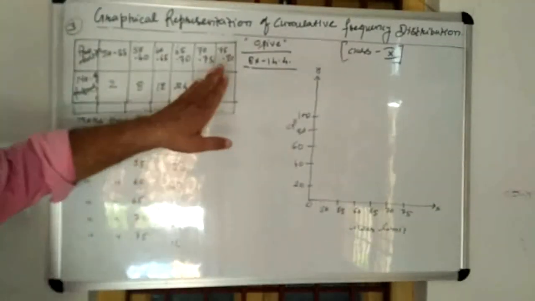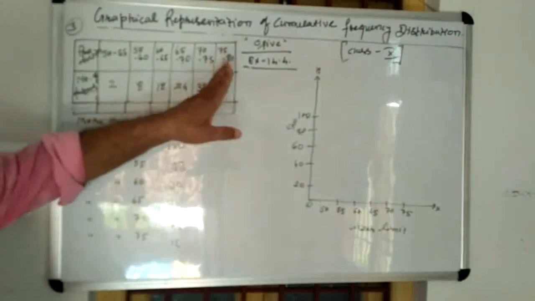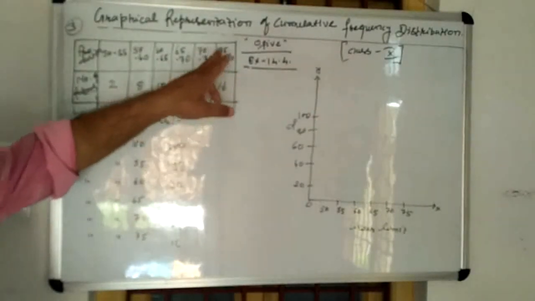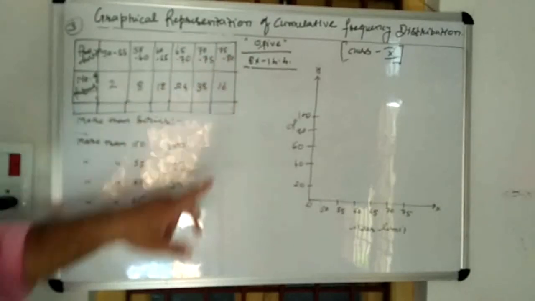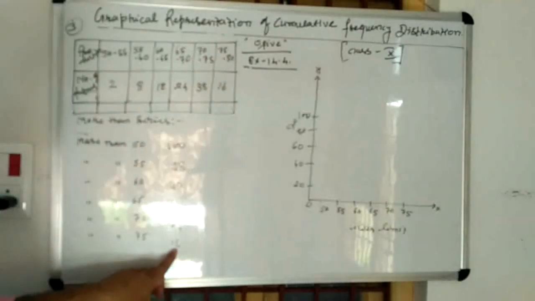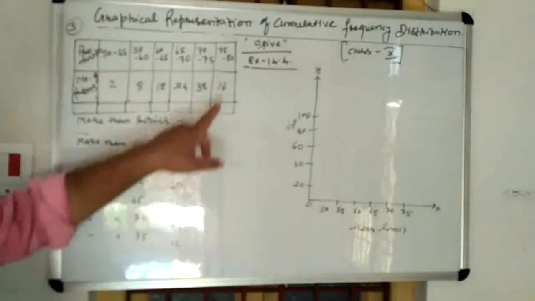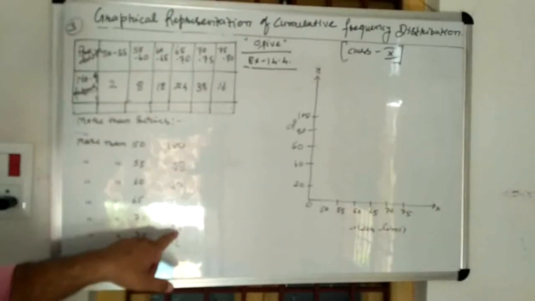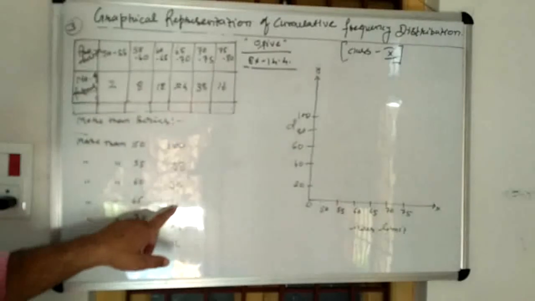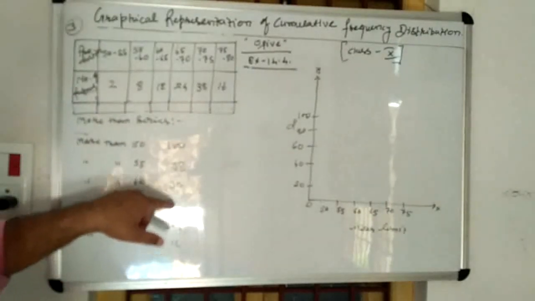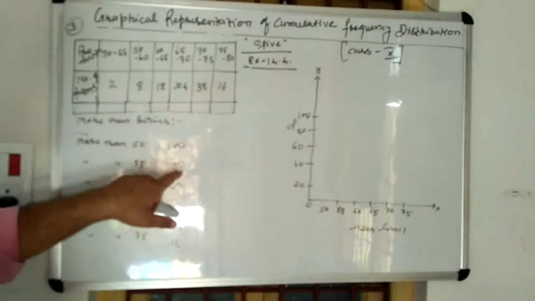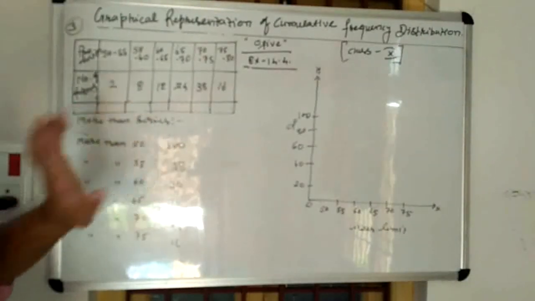In this case, you have to start writing from the right side, which is the last class. More than 75 is 16. So we have written 16 first. Thereafter, just add and write. 16 plus 38 will become 54. 54 plus 24 will become 78. 78 plus 12 will become 90. 90 plus 8 is 98. And 98 plus 2 will be 100.